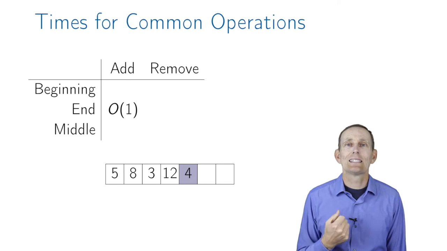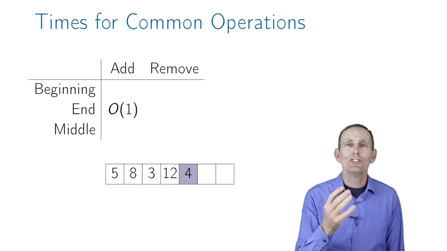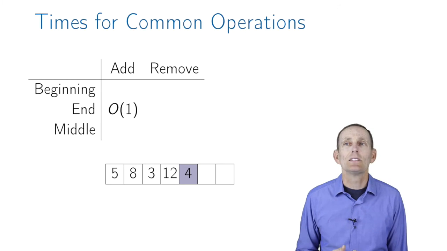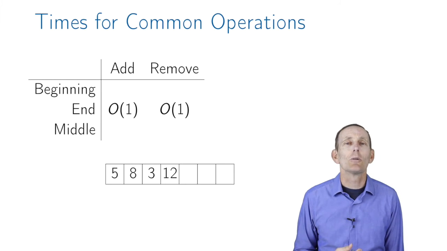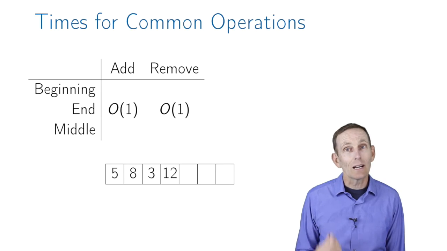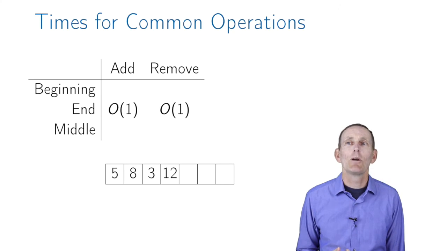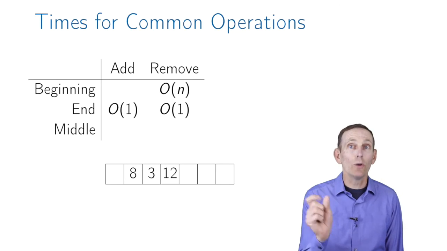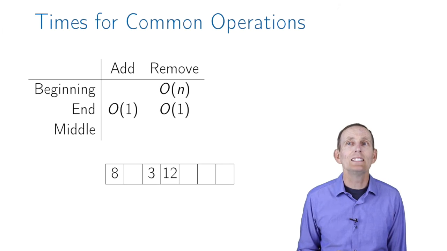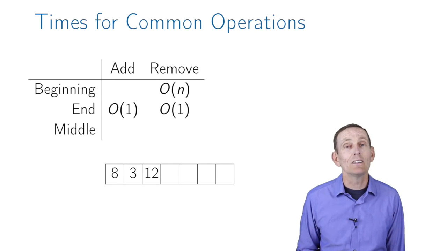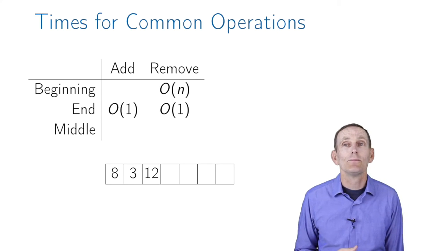If we want to remove the last element as well, that's an order 1 operation because we just update the number of elements that are in use. Where it gets to be expensive is if we want to, for instance, remove the first element. So we remove the 5 here, and we don't want to have holes left in it, so we need to move the 8 down, move the 3 down, move the 12 down. That's an order n operation.